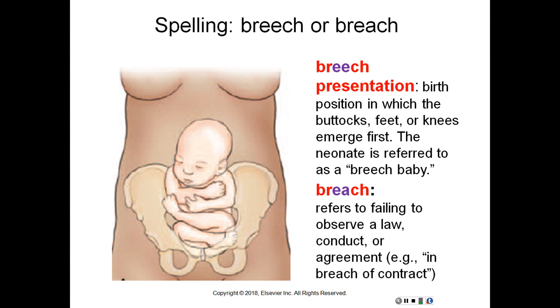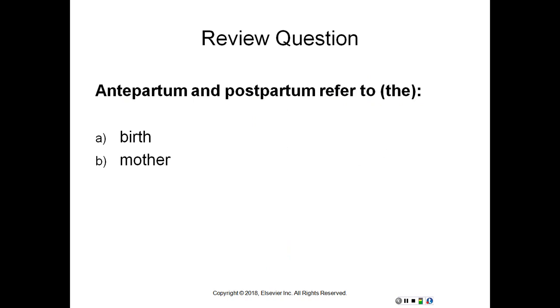And so here's just a quick question. Antepartum and postpartum refer to birth or to the mother. And again, you can always go back to your chapter, but it's going to be B. This is always referring to the mother. And that will end this recording.